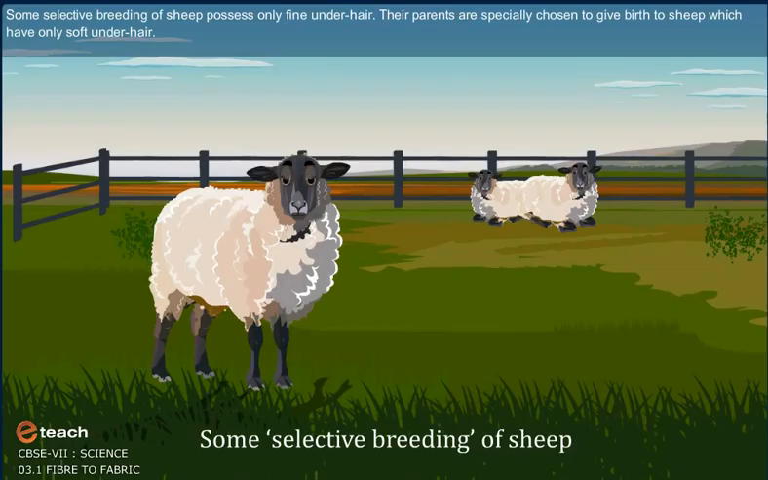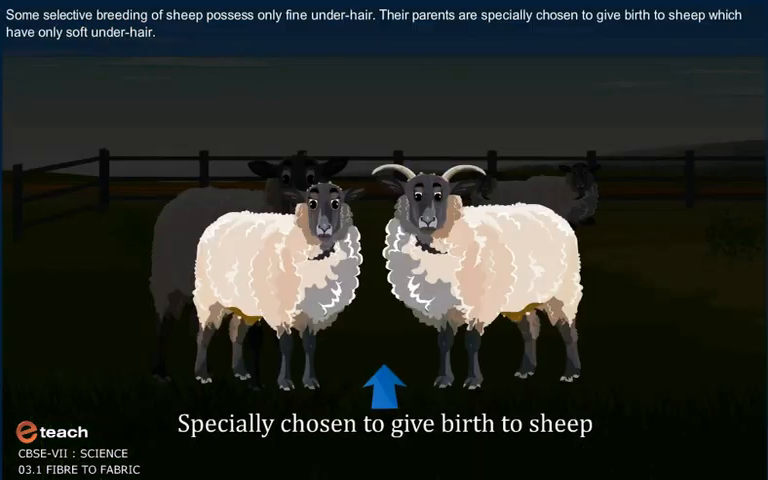Some selectively bred sheep possess only fine underhair. Their parents are specially chosen to give birth to sheep which have only soft underhair.